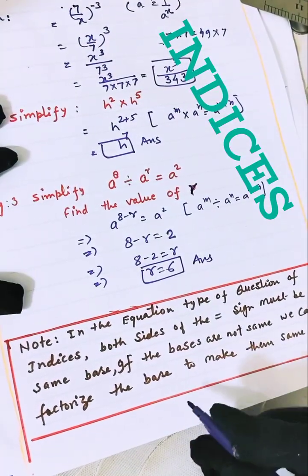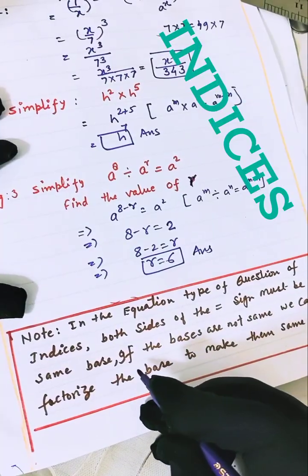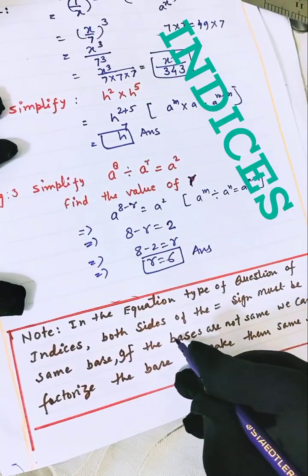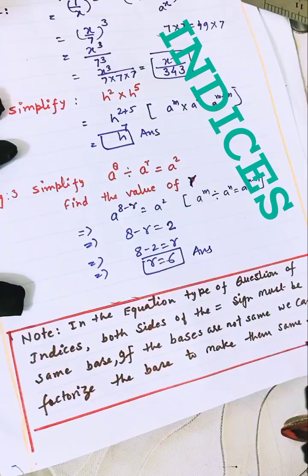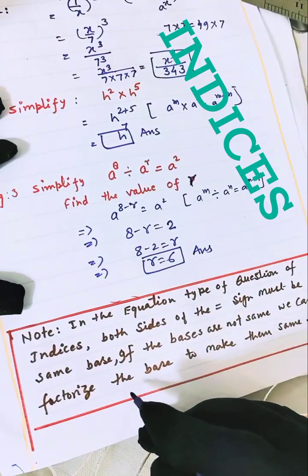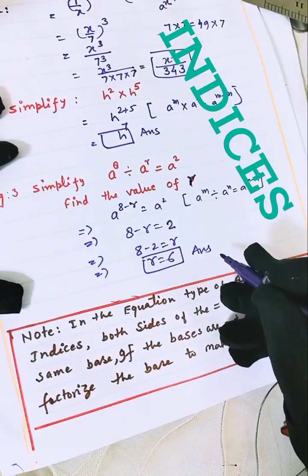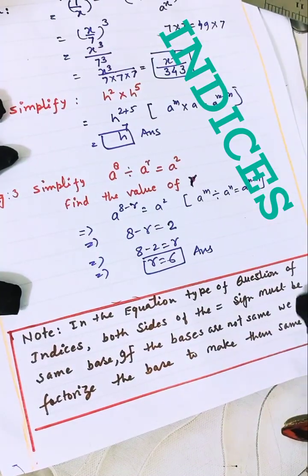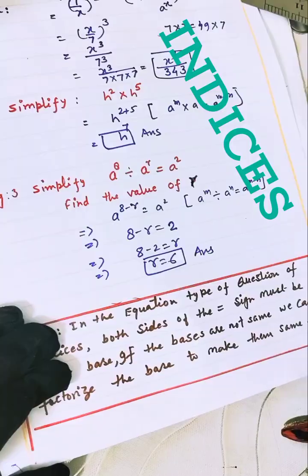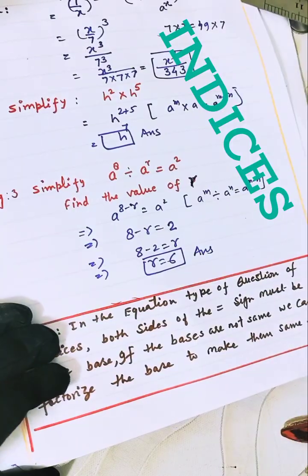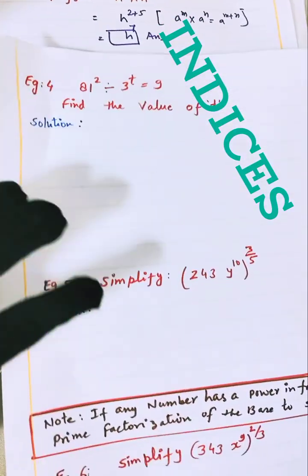Okay guys, keep in mind, in an equation type of question of indices, both sides of the equal sign must be the same. If the bases are not the same, we can factorize. But in this question the bases are the same, while in a different question the bases may not be the same. So we will take a different example, guys.